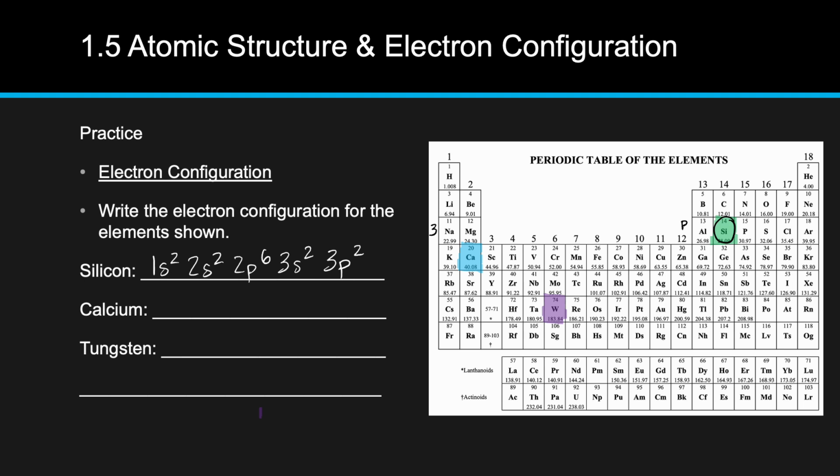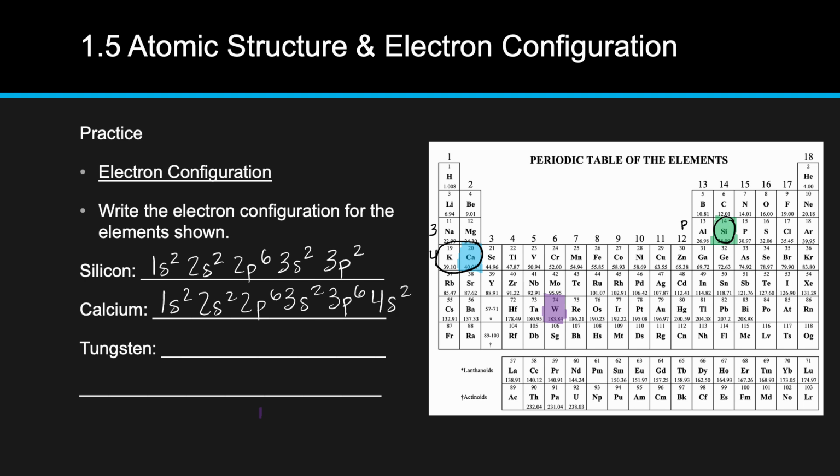Then moving on to calcium. Calcium is in the 4th period, and it's in the S sublevel, and it's the second one. So we know we're ending in 4s2. We're going to fill all of the previous sublevels before that. So 1s2, 2s2, 2p6, 3s2, 3p6, and finally 4s2.